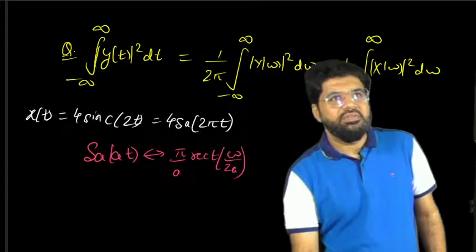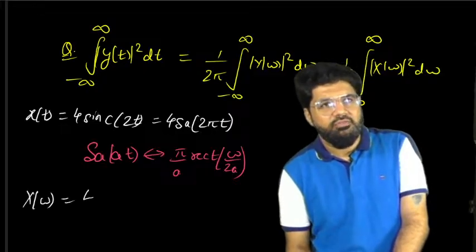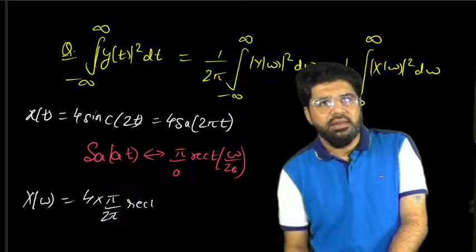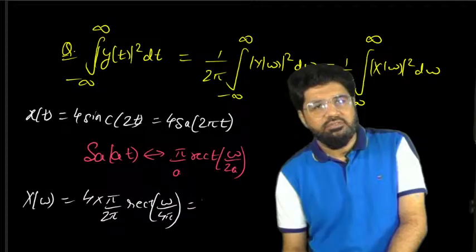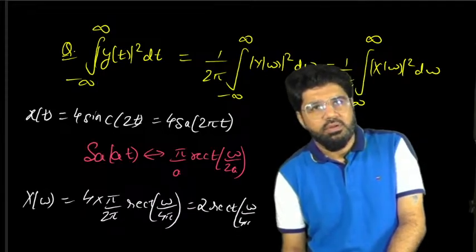Okay, so for this given x(t), what is the X(omega)? For 4 sampling 2 pi t, sampling at, pi by a is 2 pi, rect of omega by 2a, omega by 4 pi. Pi cancels, 4 by 2 is 2. So it's going to be a rectangle of twice the amplitude.